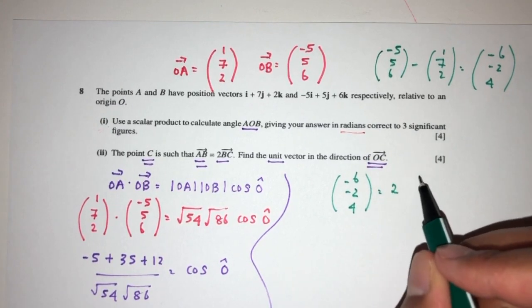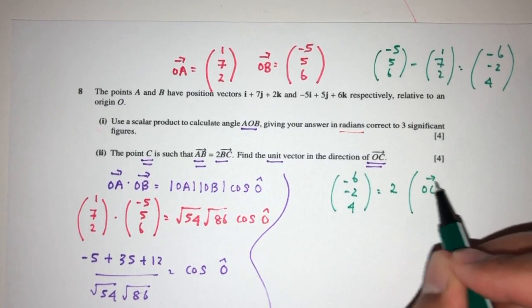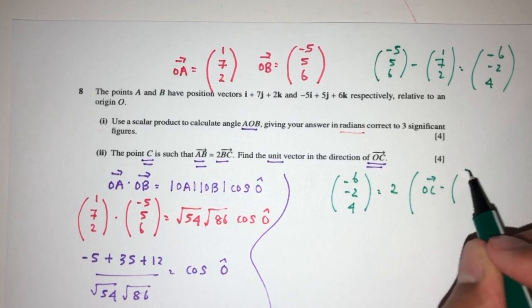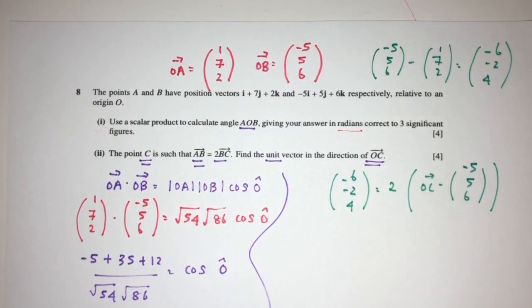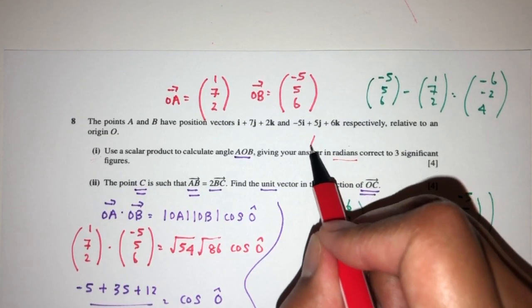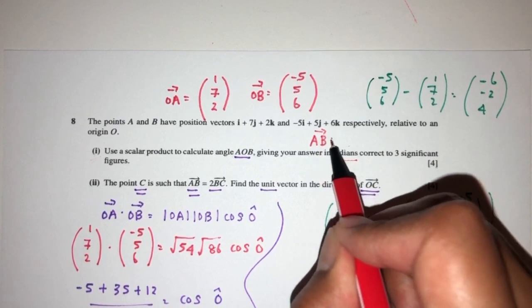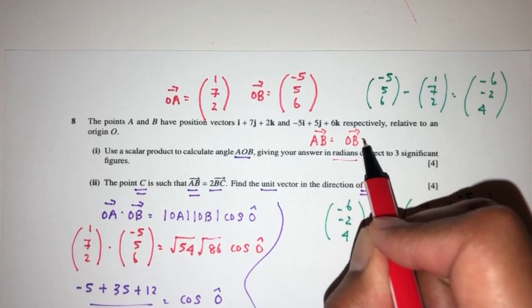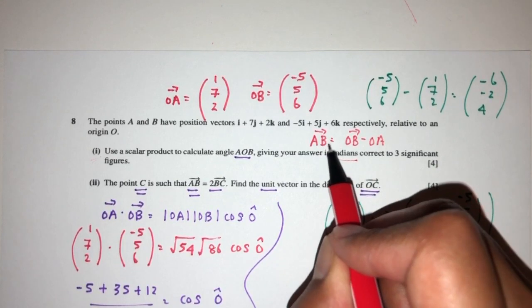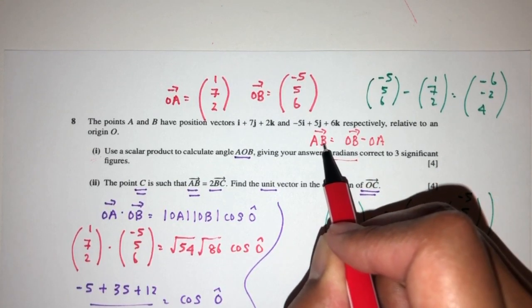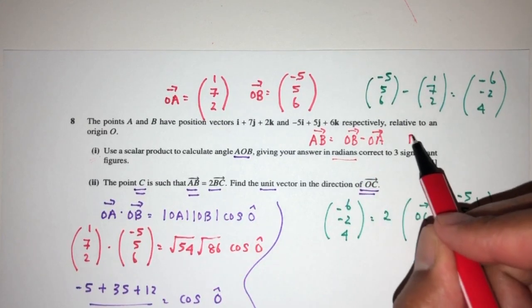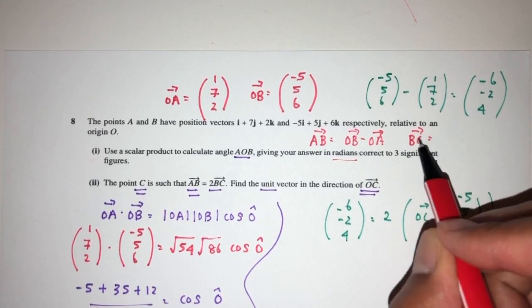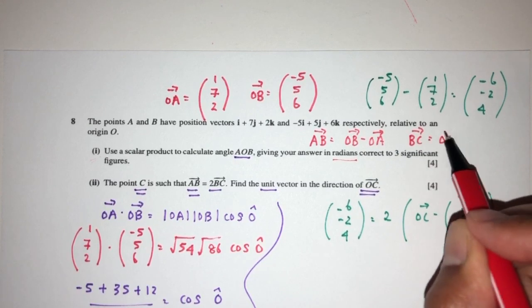2 times BC. BC is OC minus OB. OB is given to you by this, (-5, 5, 6). So again, you have to know how to find those directions. For example, we have to know AB is equal to OB minus OA. You always take the second one first. So here we have B. That will be OB minus OA. Here we have, as you can see, BC. So again, the same idea. We take the second one first. So OC minus OB.